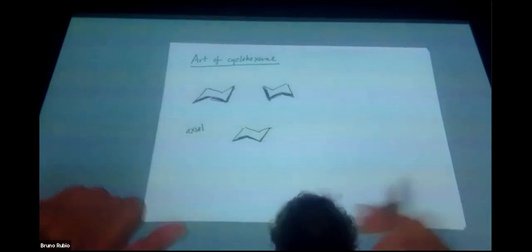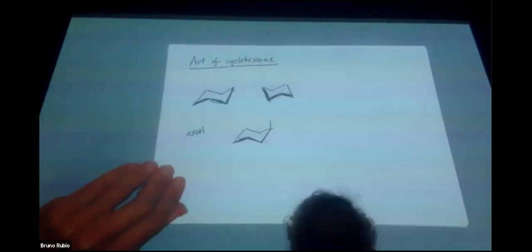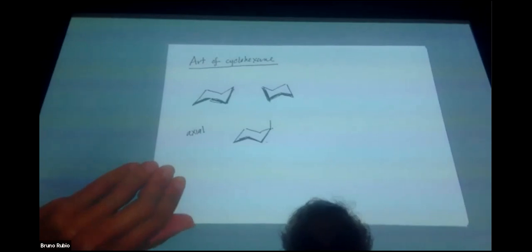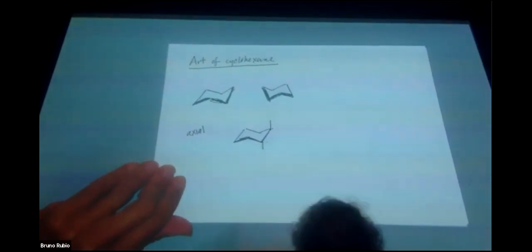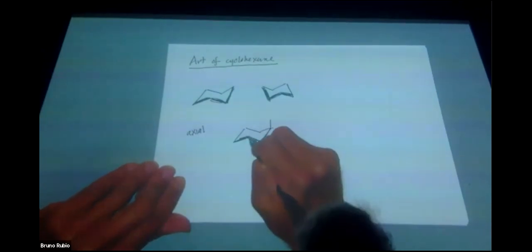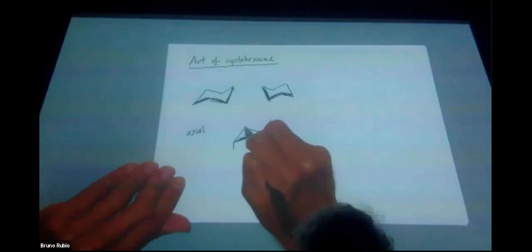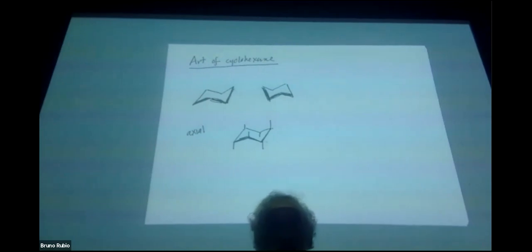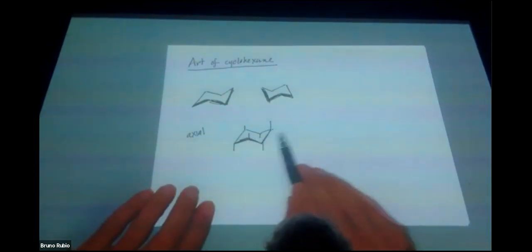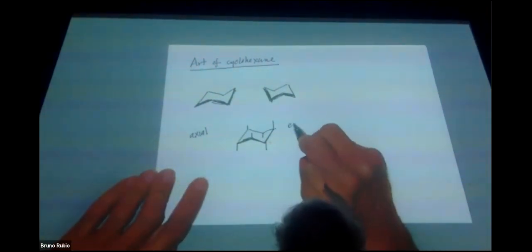The axial bonds on an upward pointing carbon point straight up. The axial bond on a downward pointing carbon points straight down. Upward pointing, straight up. Downward pointing, straight down. So if this cyclohexane had hydrogens on it, this is where some of them would be in the axial positions.